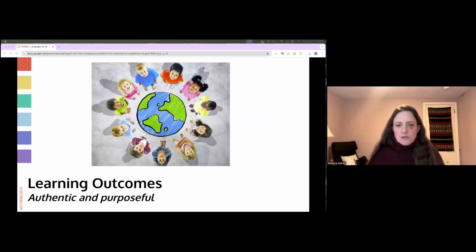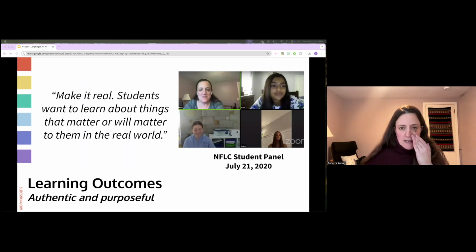Secondly, and one of the critical elements of UDL is to ensure that our learning goals, what we want students to learn, is authentic and purposeful. And we know from a lot of the research in language learning that students need to feel a sense of purpose with the language that they're using in order to own it. When they learn language that's in an isolated context, it's a lot more difficult for students to know it and to apply it.